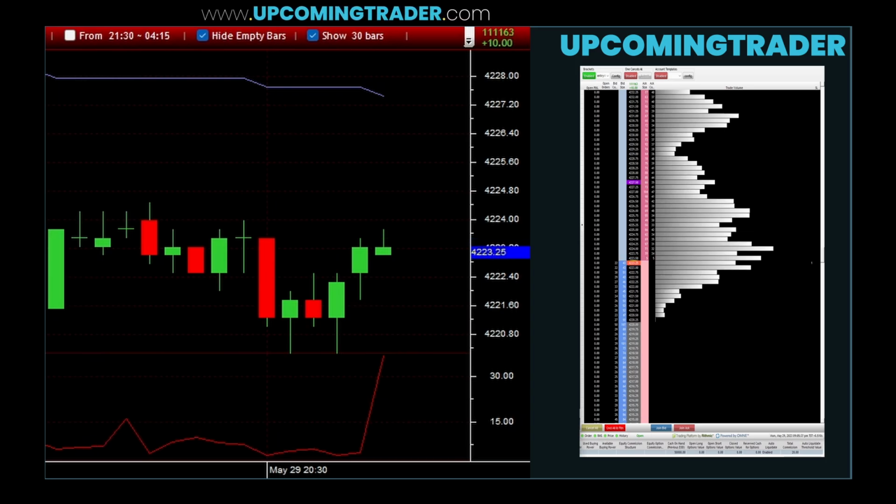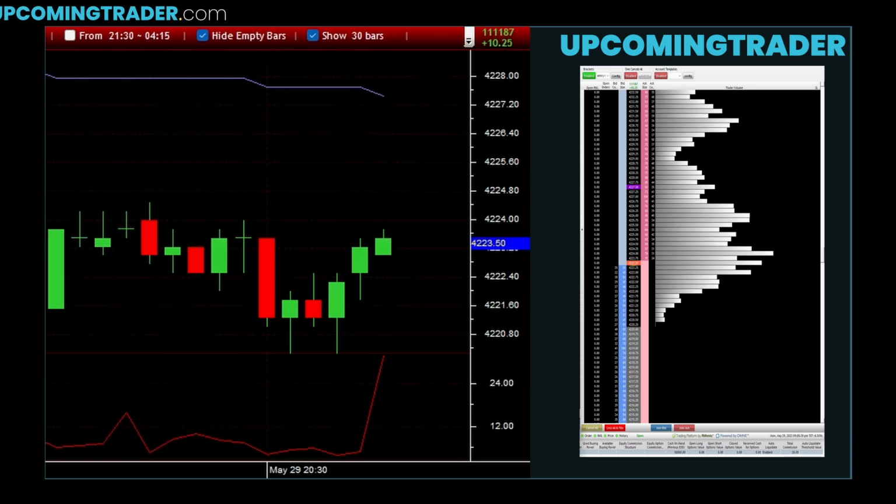You can use the order book to find opportunities to buy and sell. For example, if you notice that there are lots of big buy orders at a certain price, that could mean there is support and that might be a good place to buy. The same goes for large sell orders.